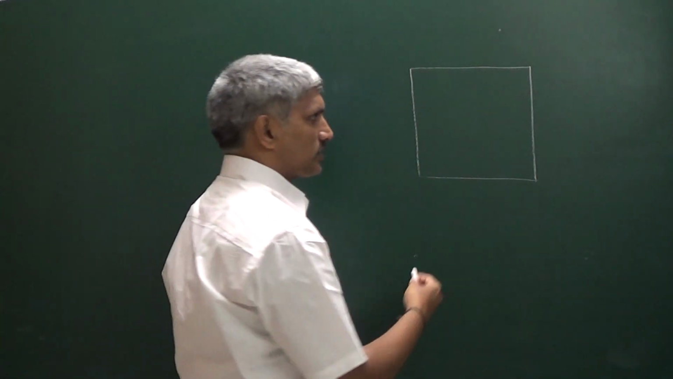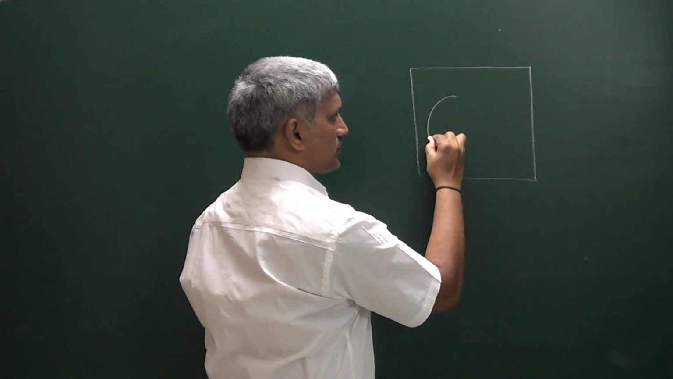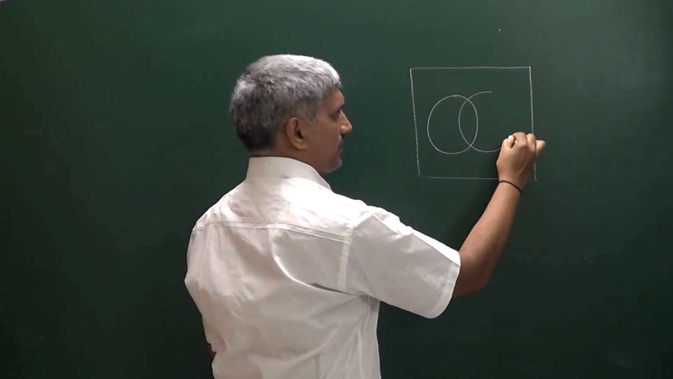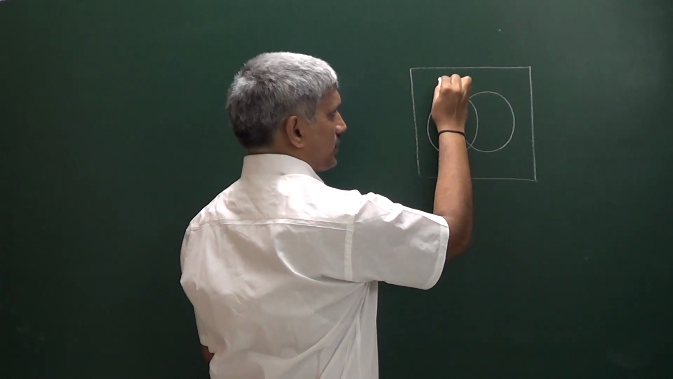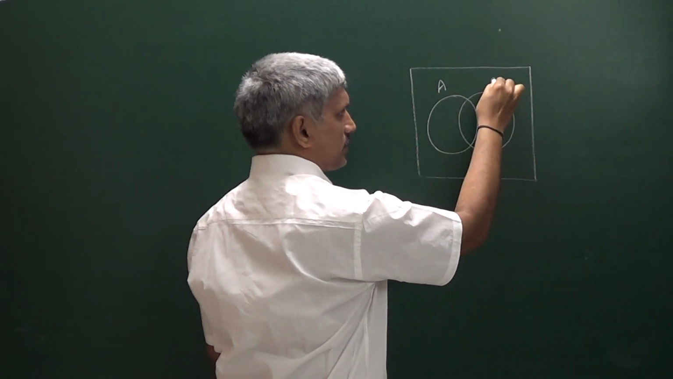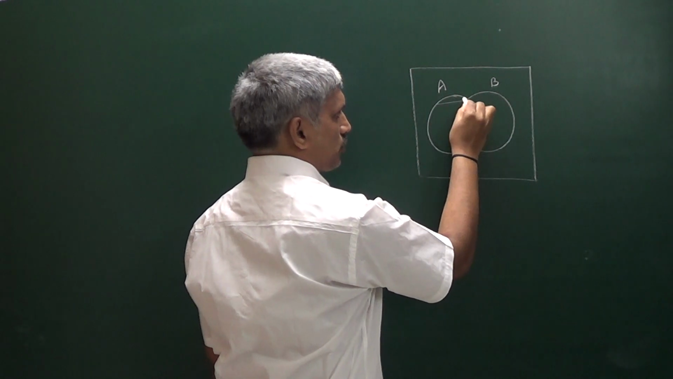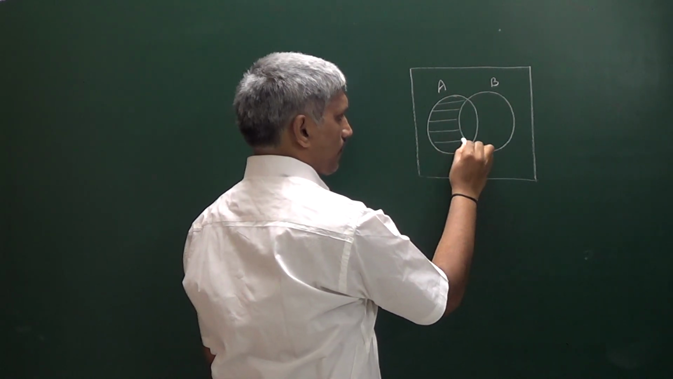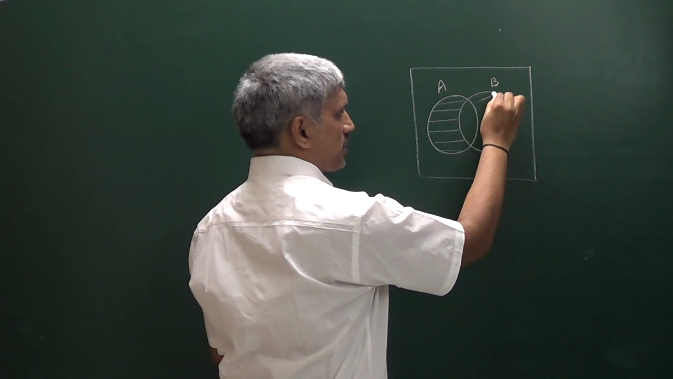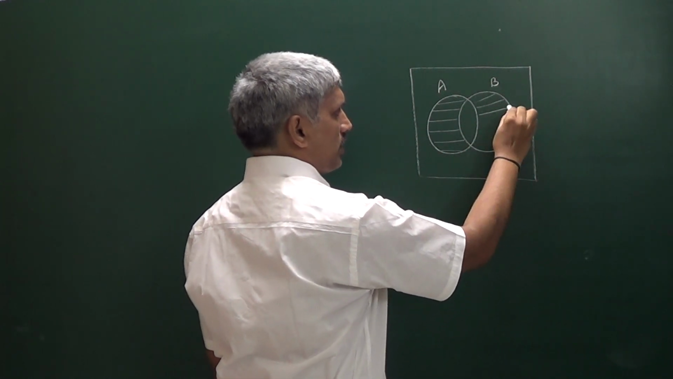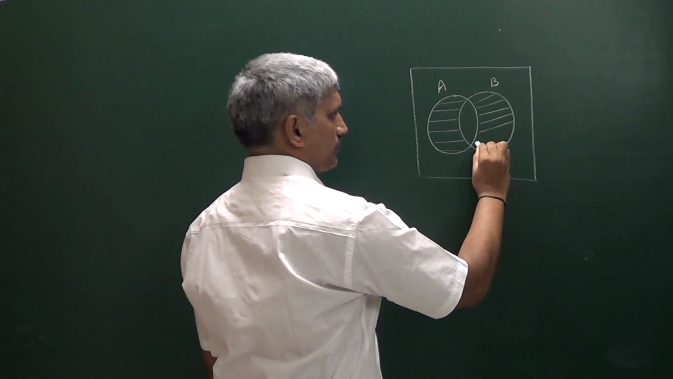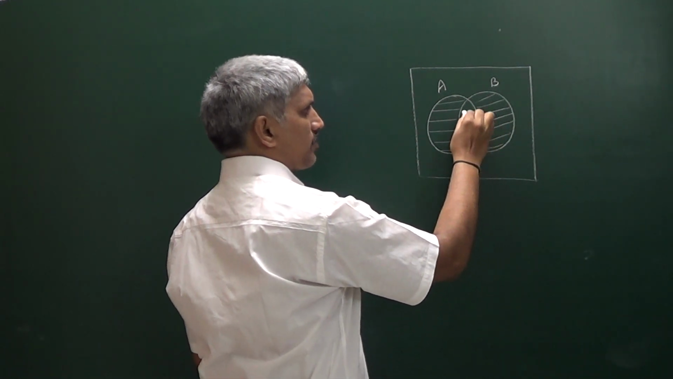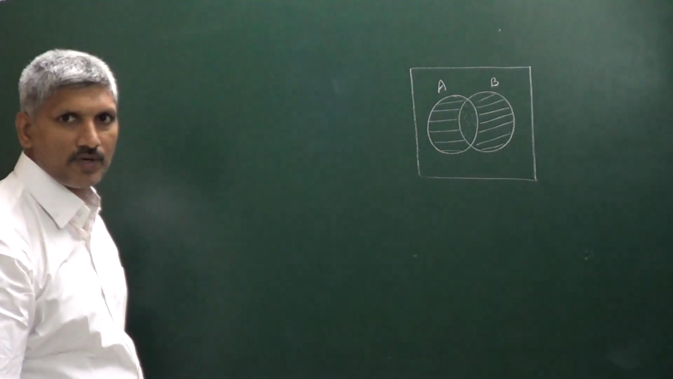This is a universal set. Here one set is A, and this is another set B. This portion represents A only, and this portion represents B only, right? And this one represents the common portion, A intersection B.